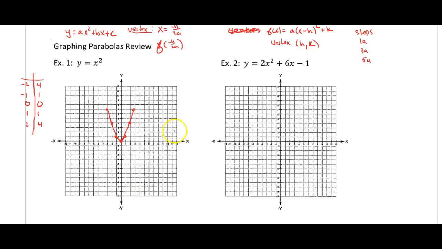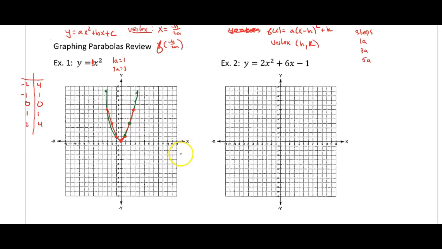Now, if you look, this whole 1a, 3a, 5a thing, if a is 1, 1a is 1, 3a is 3. So what happens is, if I look from the vertex, if I go over 1, now my step is going to be up 1. The next one is going to be over 1, up 3, 1, 2, 3. And then I could do it again and be over 1, up 5, and that would give me my parabola. And I could do it over here to duplicate it like such.